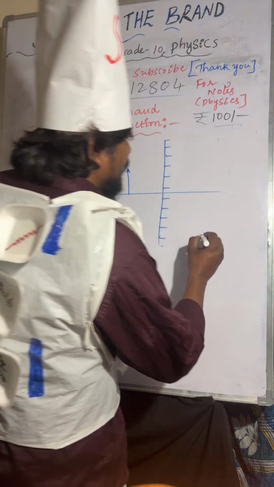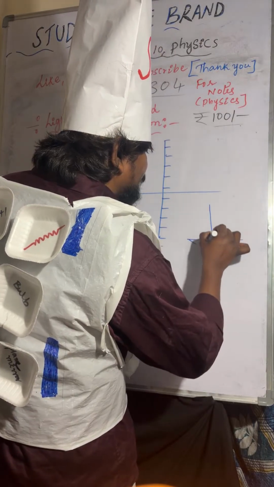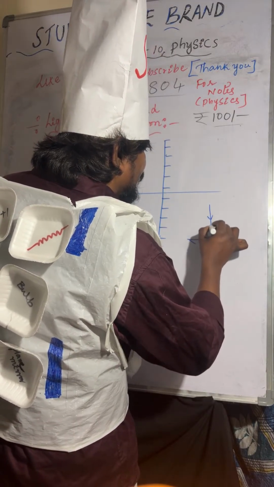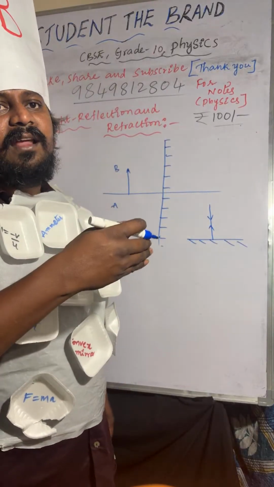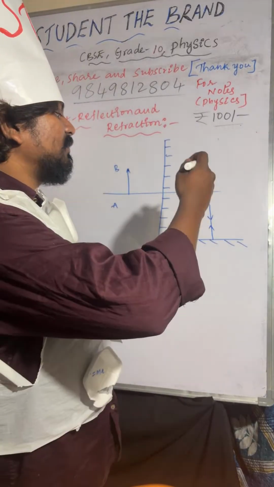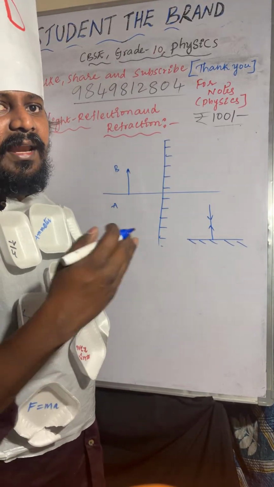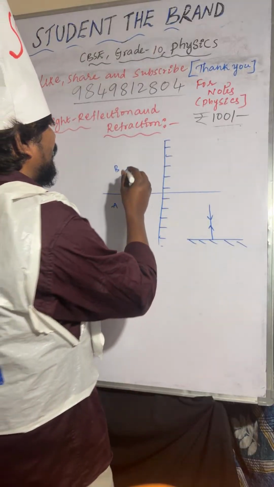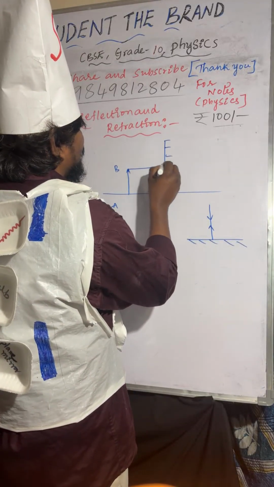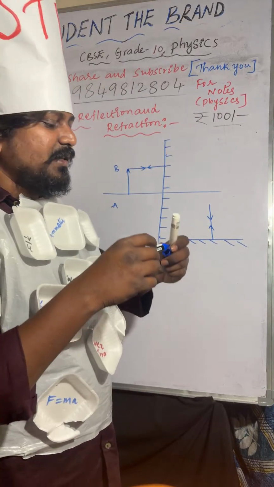So actually, if the light ray is passing along the normal line, it moves in the same direction. If the light ray is moving along the normal line, it bounces back in the same direction. So here also, if I am taking along like this, it will be reflected back.